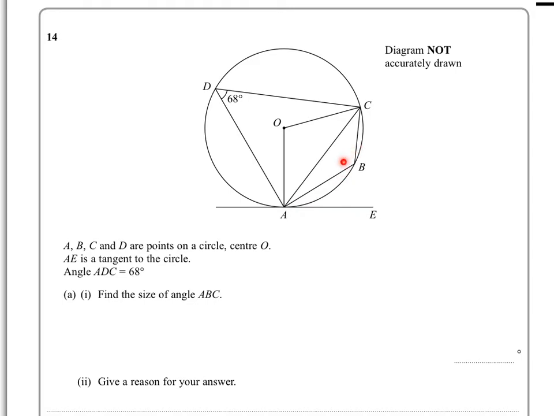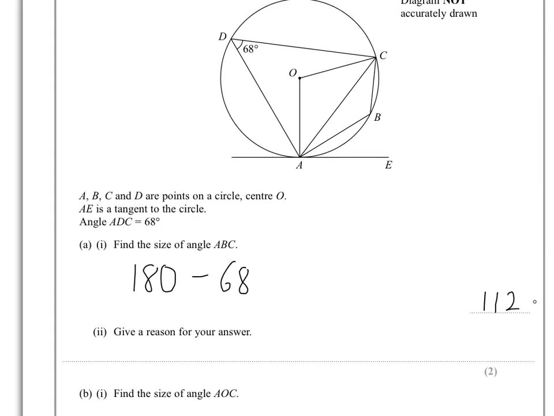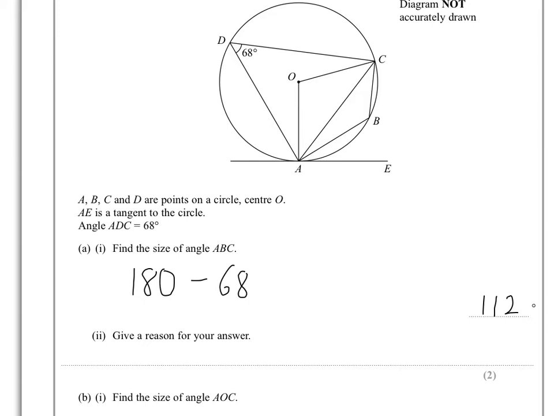Essentially this angle there. And the size of that angle is going to be 180 minus this 68 here, 68 degrees there. I'll explain why in the next question, because it asks you to explain, but that gives us an answer of 112. Now the next part asks you to give a reason for your answer, and the reason is, as I mentioned earlier, to do with the rule we have about cyclic quadrilaterals.